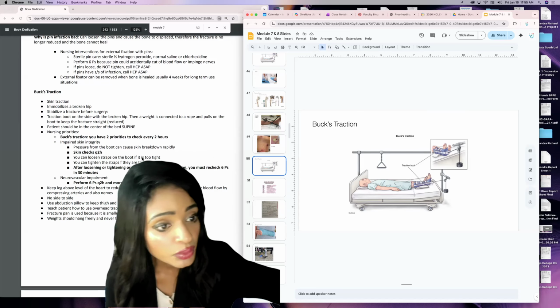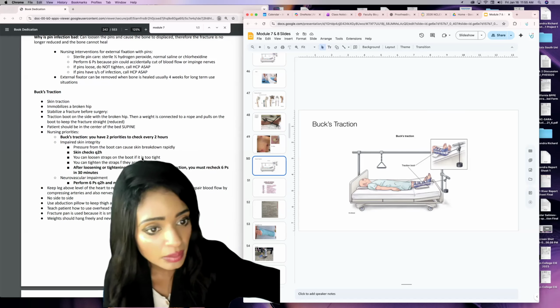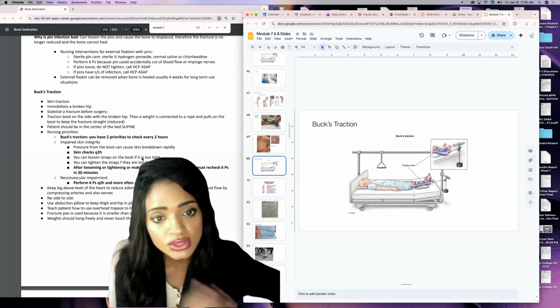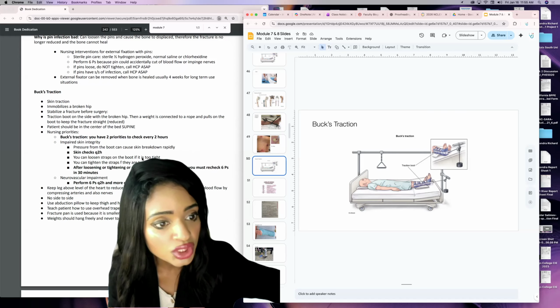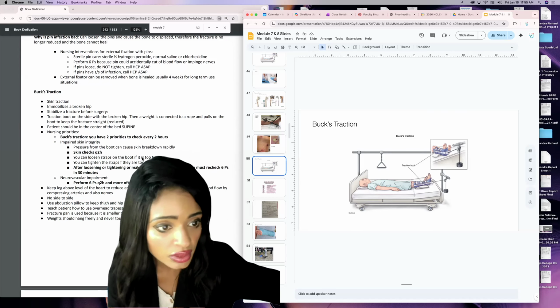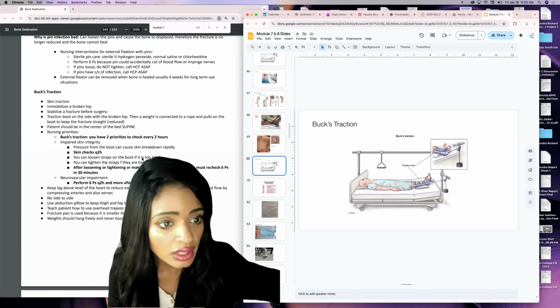The traction boot is on the side with the broken hip. Then a weight is connected to a rope and pulls on the boot to keep the fracture reduced. The patient should be in the center of the bed supine.